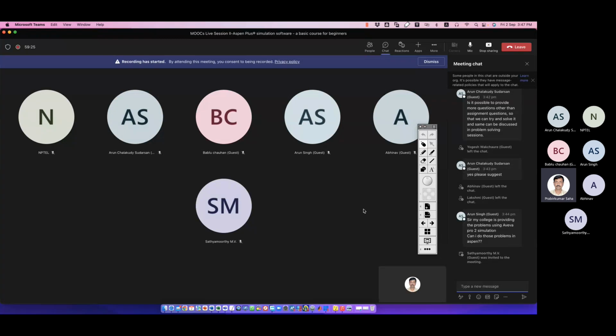Arun Singh asks, sir, my college is providing problems using Aveva Pro 2 simulation. Can I do those problems in Aspen? I do not know Aveva Pro 2. Is it called Aveva Pro 2? I do not know. There is something called Pro 2. I don't know whether it is the same as Aveva.